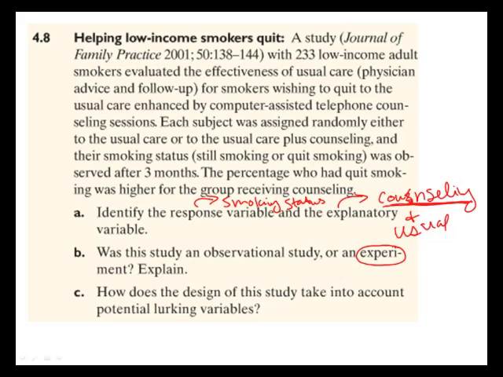no counseling. And how does the design take into account potential lurking variables? Yeah, but I guess they could still cheat here too. A lurking variable is a variable that's not measured, that you don't consider. Like we looked at the examples in the last section of ice cream and drowning were associated, but the lurking variable was temperature. So anything that's hidden that you didn't take into account.